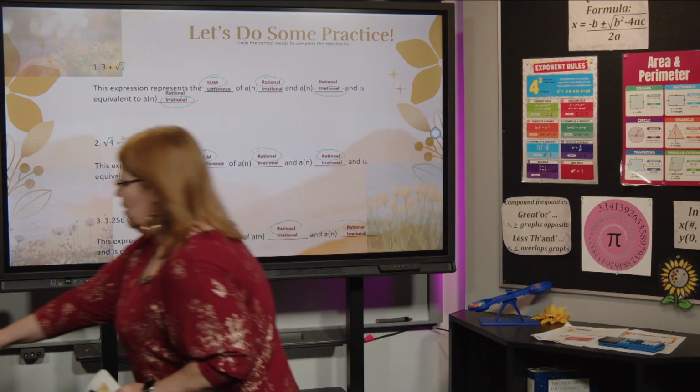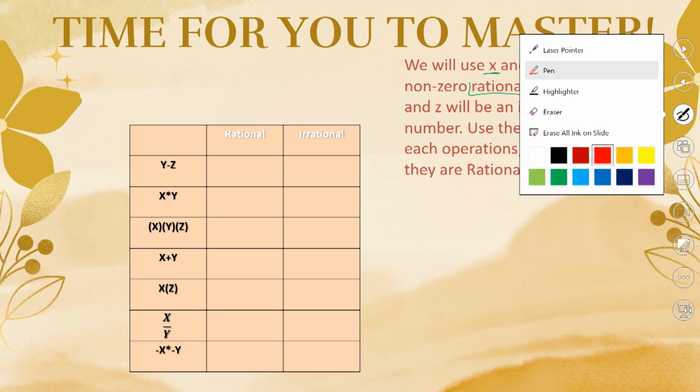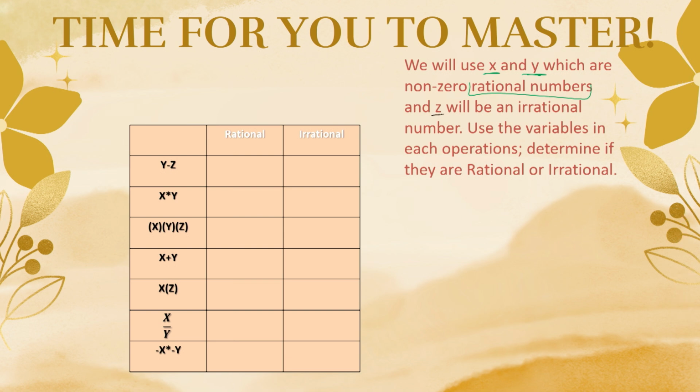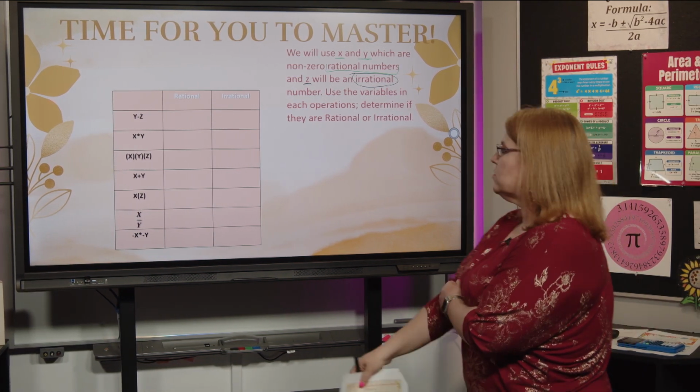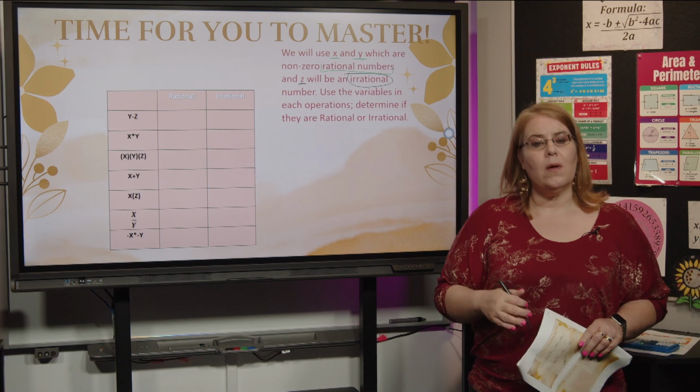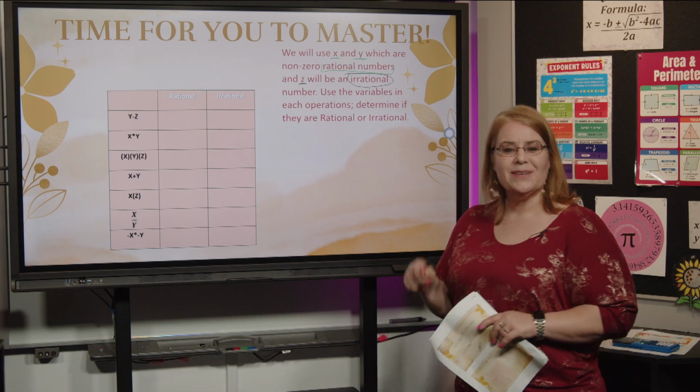All right, so here we go. Now it's time for you to master. We will use x and y, which are non-zero rational numbers. I'm going to annotate my problem. X and y are rational numbers. So then it says that z is going to be irrational. Use the variables in each operation and determine if they are rational or irrational. So now that we've annotated our problem, stop the video. You and your table partners work on this, come back to me, and let's see what we got.